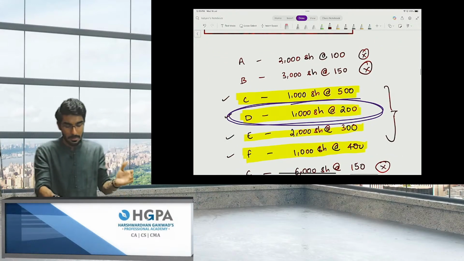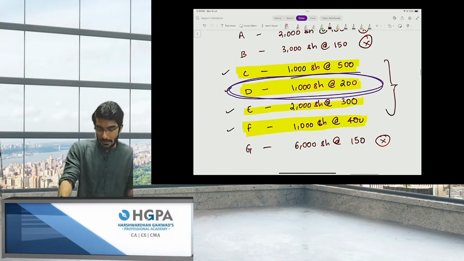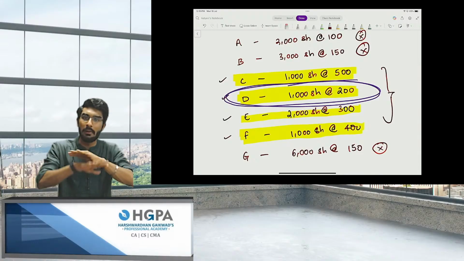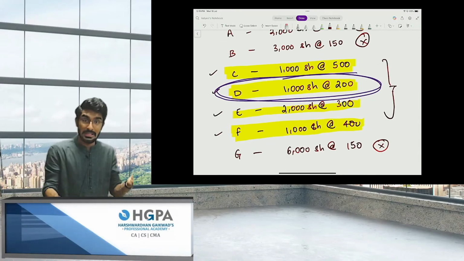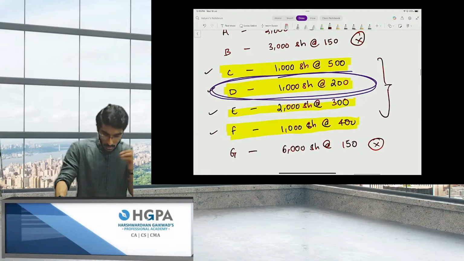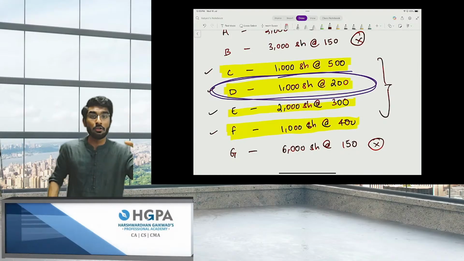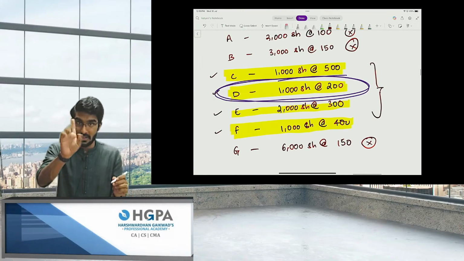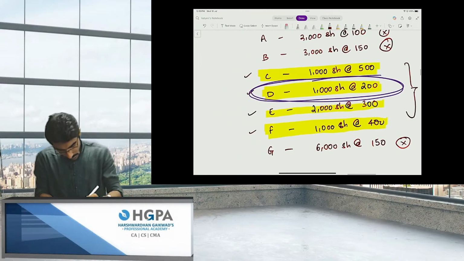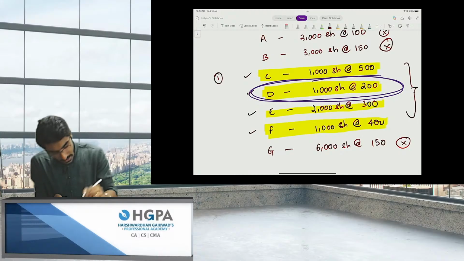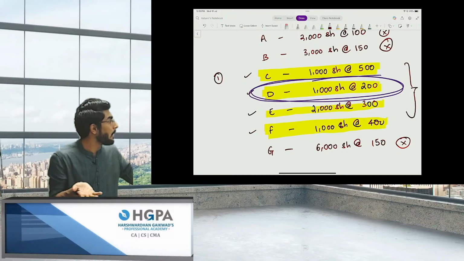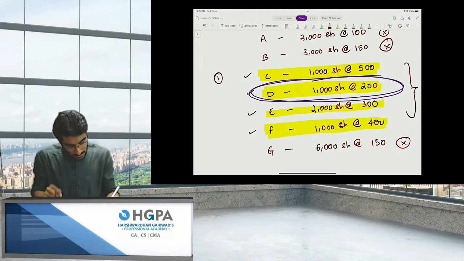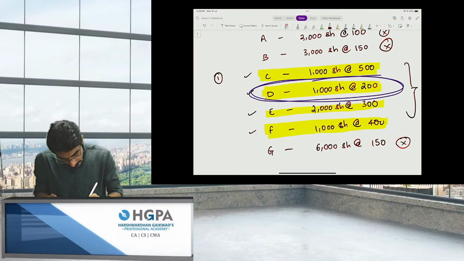A says 100 rupees, B says 150 rupees, G says 150 rupees. All three of them have given low bids, so we will cancel them out. C, D, E and F are the ones who want to purchase shares at the maximum price. Then what we will do is, we'll first find out the maximum price. Number one is C, but how much is he willing to buy, people? 1000 shares. Remaining 4000 shares will be bought by whom? Next we will find out. Next is F.